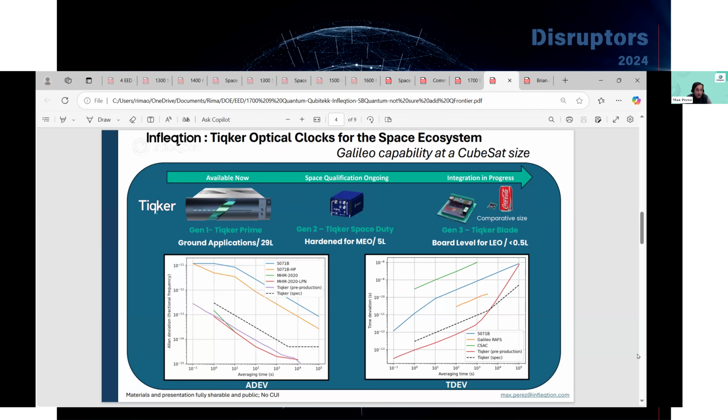Our second generation unit is supported by Space Force to space qualify these clocks for the resilient GPS and other next generation GPS and GNSS systems, and provide a path to upgrade to Galileo quality on much smaller platforms. And the third generation is a photonically integrated version that will allow us to access the high volume and lower cost markets in LEO deployed applications. You can go to the next slide.